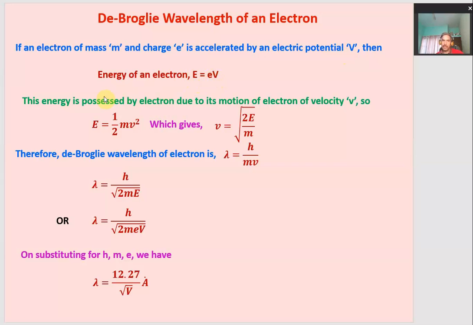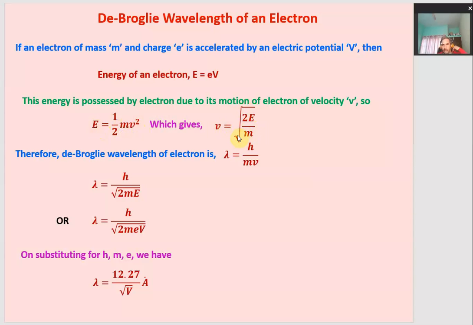So when a charged particle like this electron is accelerated, it possesses all of its energy due to its motion, called the kinetic energy. So the energy of an electron can be written as half mv square, where v is the velocity with which it is moving. From here we can calculate the expression for the velocity of this electron, which is root of 2E upon m.